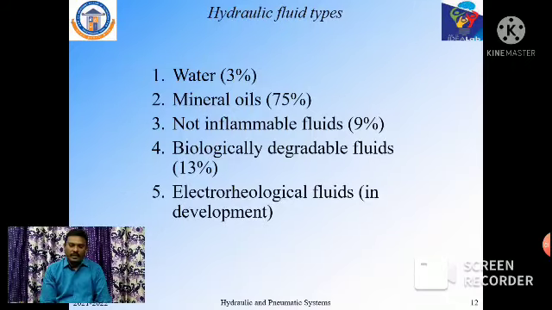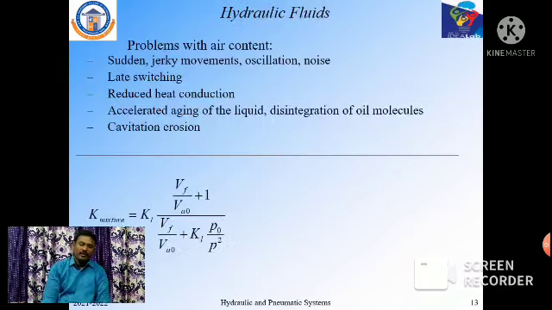Hydraulic fluid types: water 3%, mineral oil 75%, non-flammable fluid 9%, biologically degradable fluid 13%, and electrochemical fluid is in development. Problems with air content: sudden jerky movement, oscillation, noise, late switching, and heat reduction, and an accelerating agent is required for the modeling.